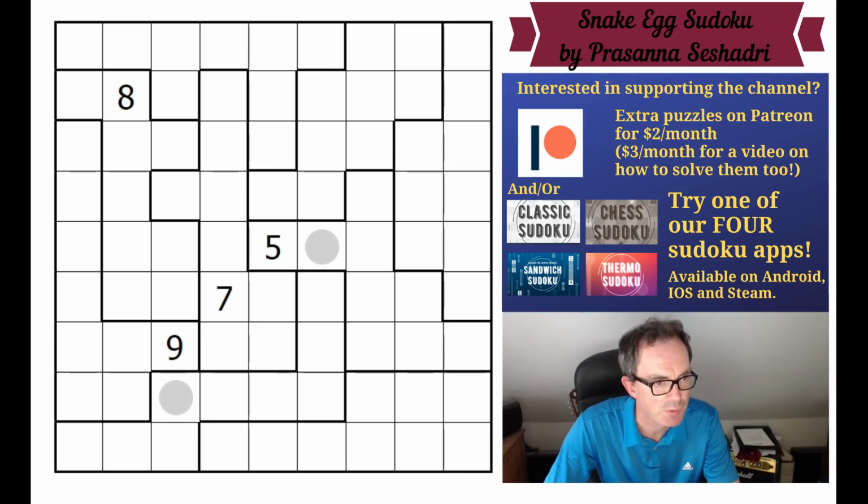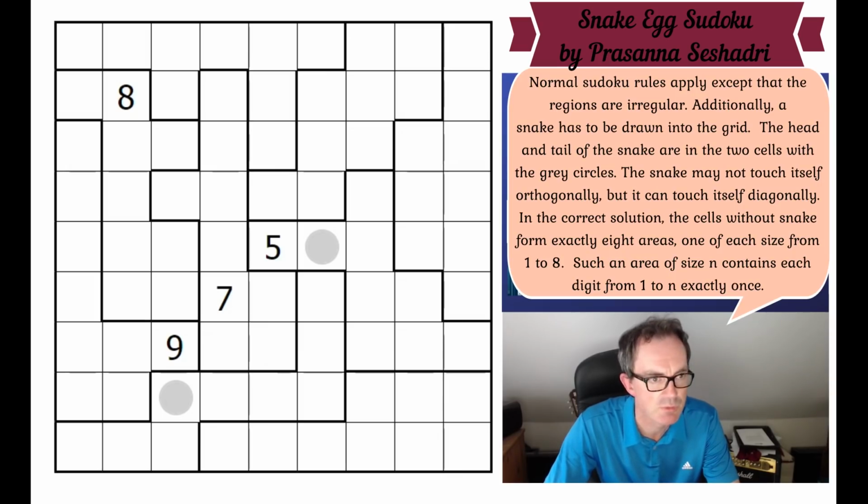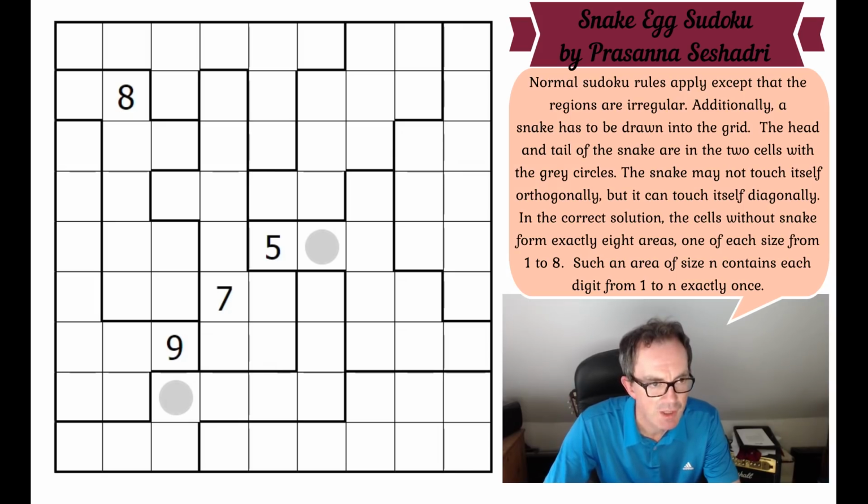Now let me read you the rules. What do we need to do? Normal Sudoku rules apply, except that the regions are irregular. Additionally, a snake has to be drawn into the grid. The head and tail of the snake are in the two cells with the grey circles. The snake may not touch itself orthogonally, but it can touch itself diagonally.